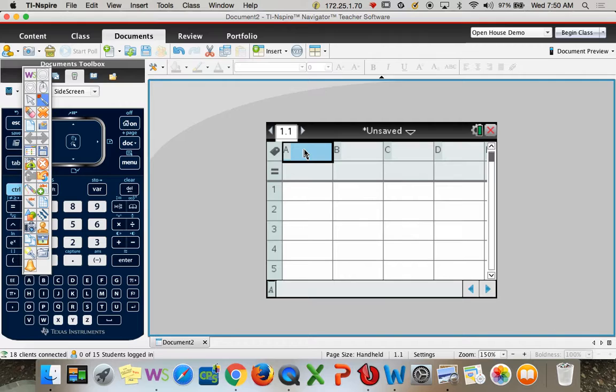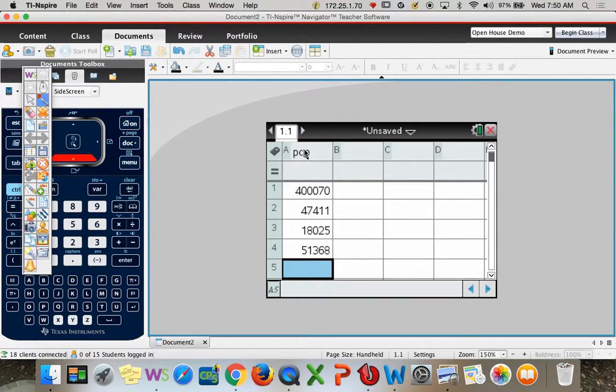With the calculator, I'll go to the home screen, new document, add a list and spreadsheet. Let's just name this pop for population. Let's type them in. Minneapolis was 400,070. St. Louis Park was 47,411. Hopkins was 18,025. Minnetonka was 51,368. Plymouth was 73,987.